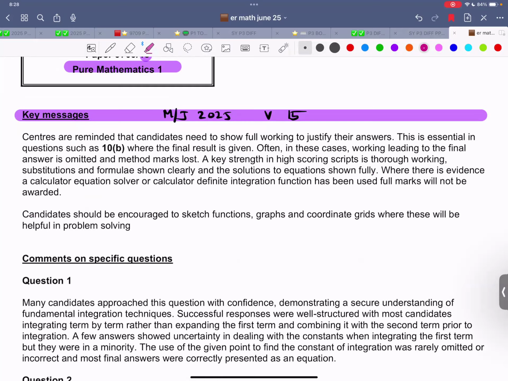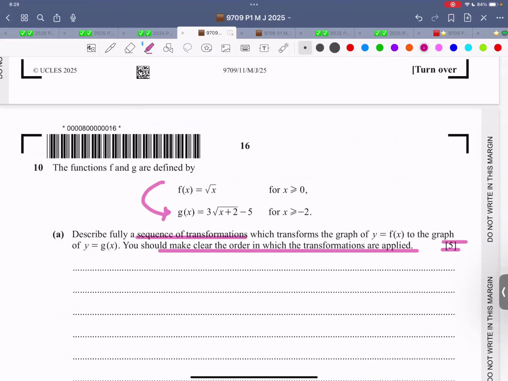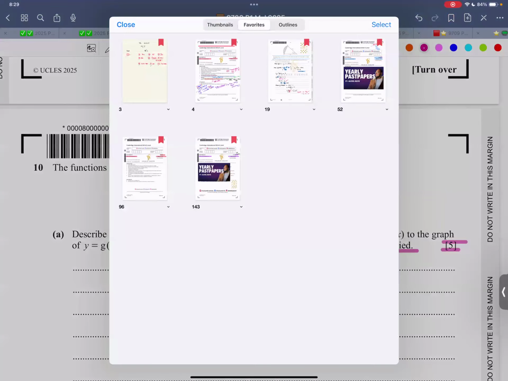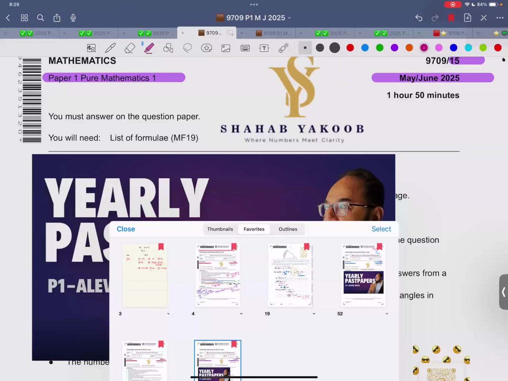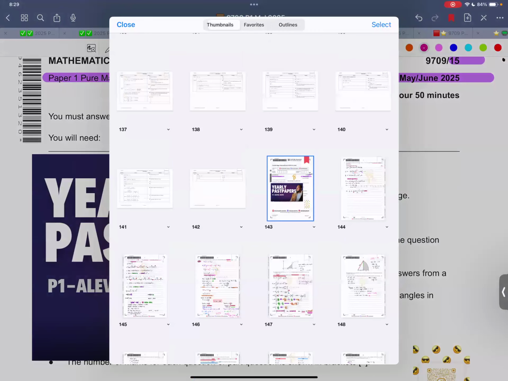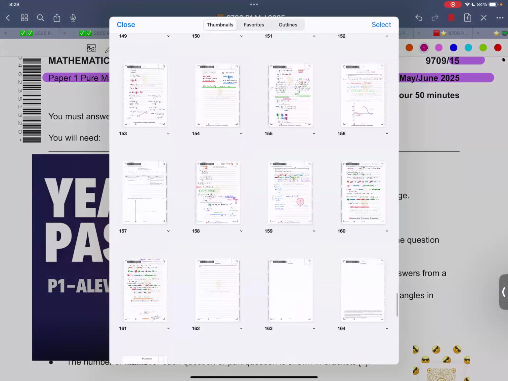Centers are reminded that candidates need to show full working to justify the answer. This is essential in questions such as 10b. That was a full algebra question, where the final result is given. Often in these cases, let me just show you what is 10b. Hold for a second. Let me go over here. And that is this paper. And over here, 10b was this thing.